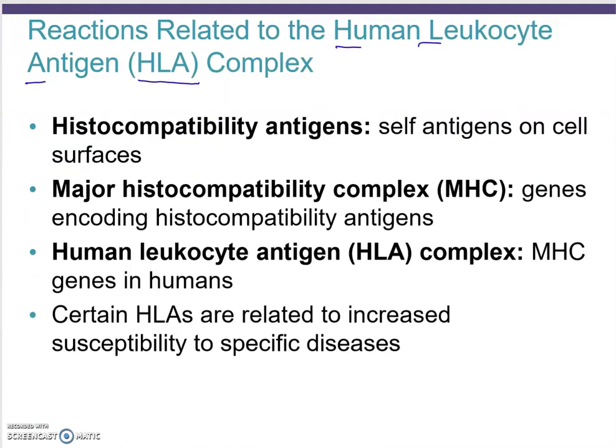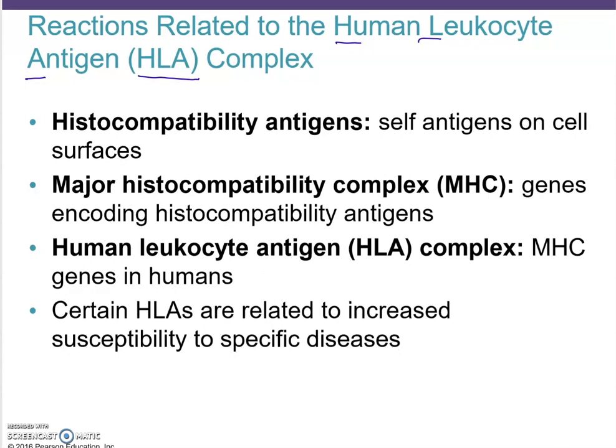Next, let's take a look at reactions that are related to the human leukocyte antigen, or HLA complex. So HLA comes from human leukocyte antigen. Now here are some definitions for you. The histocompatibility antigens are self-antigens on cell surfaces. This is how your immune system basically knows who you are. It's sort of your antigenic profile for self-recognition that's necessary for your immune system to not attack you.